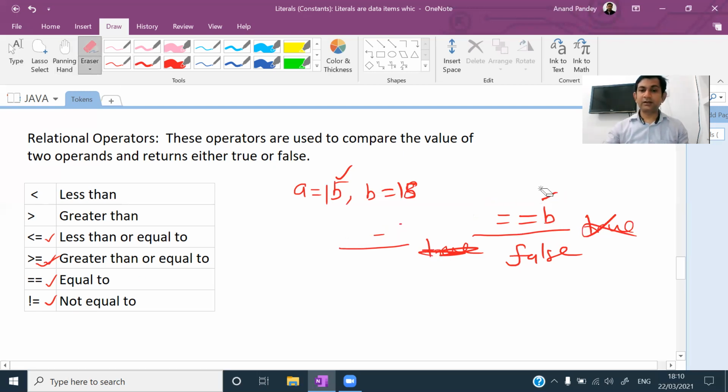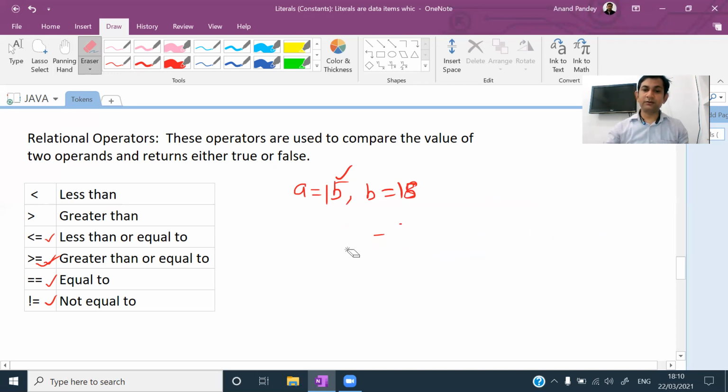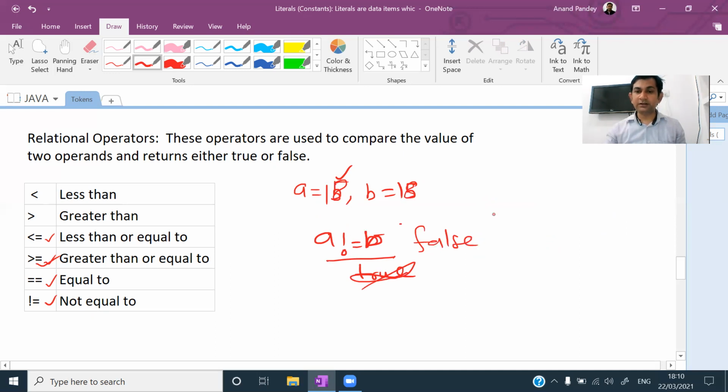And then not equal to. Consider the value of a. I'm taking same a equal to 15, b equal to 18, and I'm writing a not equal to b. So you can see a is not equal to b. So the result of this expression will be true. And if you are making both equal, consider 18, 18, the result will be false, because a not equal to b condition is false.